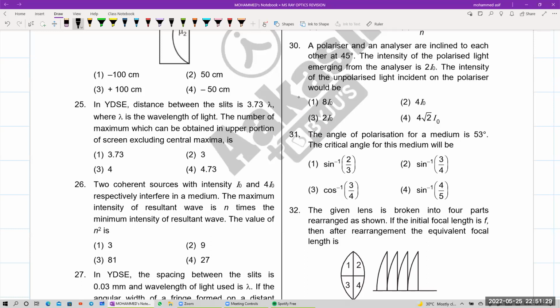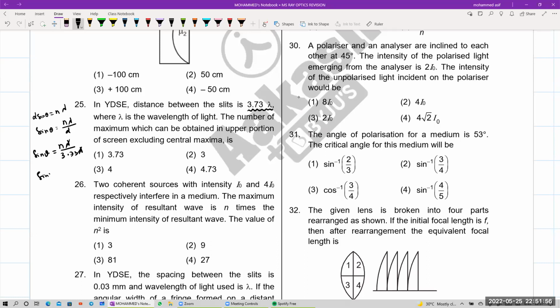मैक्सिमा के लिए कंडीशन क्या होता है, कोई बताएगा? मैक्सिमा का कंडीशन क्या होता है? d into sin theta will be equal to n into lambda. तो sin theta की वैल्यू will be equal to how much बेटा? n into lambda divided by small d. d की वैल्यू दे रखा है प्रॉब्लम में 3.73 times of lambda. यानी I can write here sin theta value will be equal to n into lambda divided by 3.73 times of lambda. lambda lambda चले गया, ठीक है.